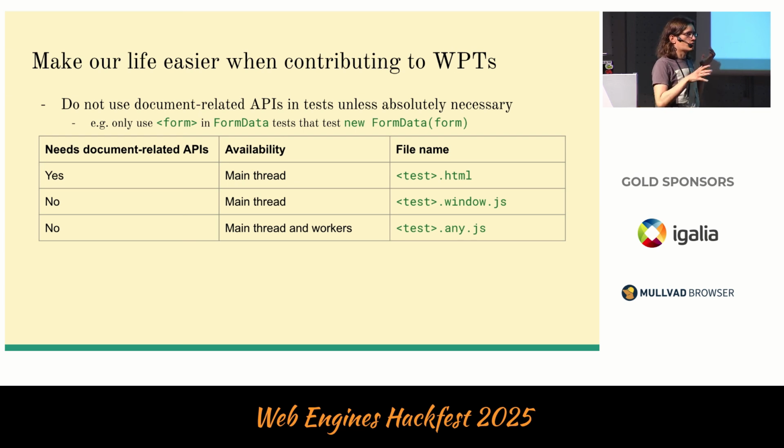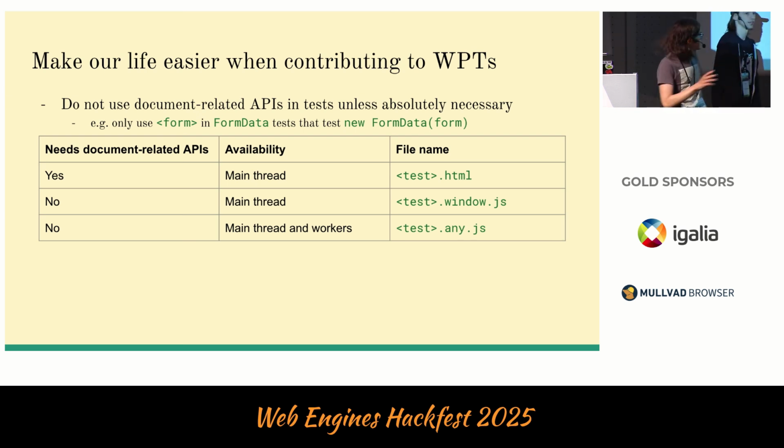If you are going to write a test that doesn't rely on anything that would be outside of the minimum common API, it would be best to have a .window.js or .any.js test. And for those, it would be better to not use any document-related APIs.